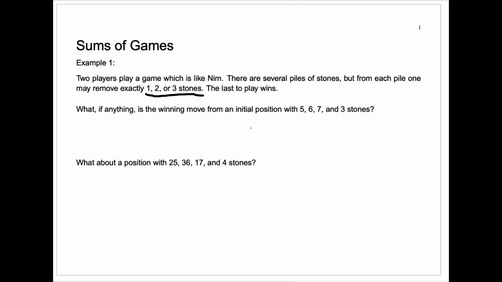What, if anything, is the winning move from an initial position with 5, 6, 7, and 3 stones? What about a position 25, 36, 17, and 4? We'll be able to answer the question for any number of stones. But how are we going to find the Sprague-Grundy function for this game?